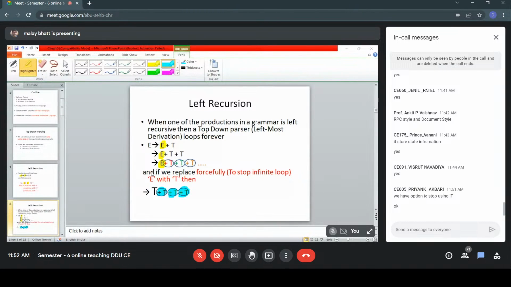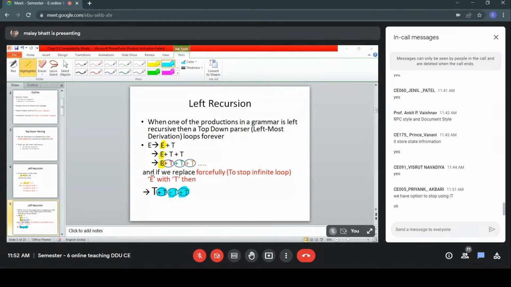The input pattern may be very large. So the computer cannot take a decision when to replace E with T to stop the recursion. So it will go into an infinite loop. So we have to remove this kind of situation from the grammar rule. Don't confuse this with left factoring.